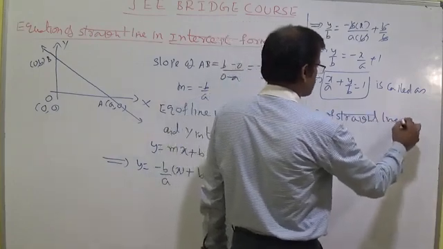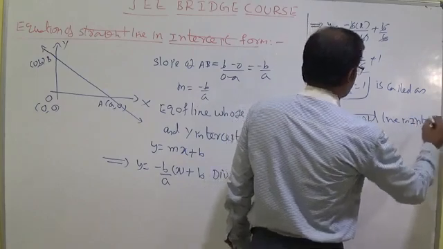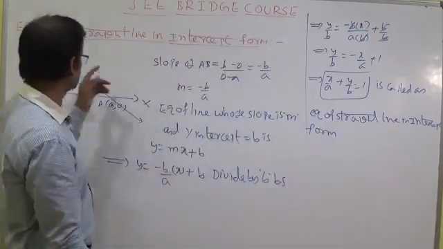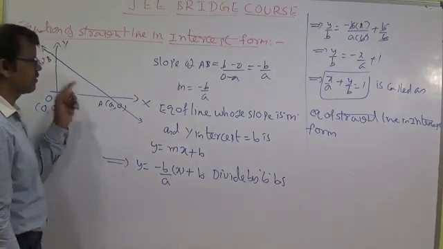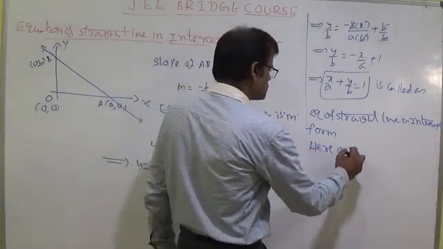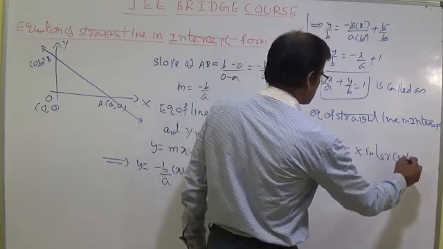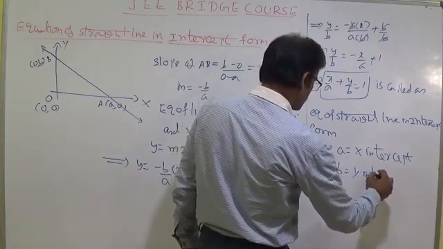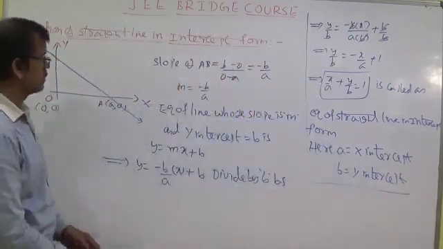In the previous class I mentioned only the y-intercept as c. Now we are discussing the x-intercept also. The x-intercept is a and the y-intercept is b. Here a is equal to the x-intercept and b is equal to the y-intercept.